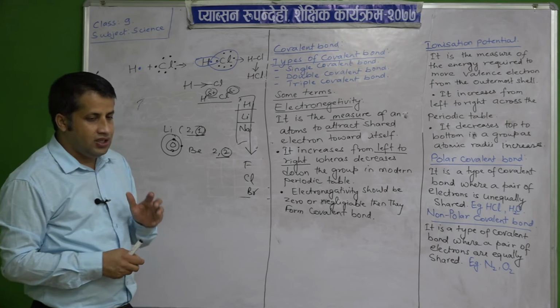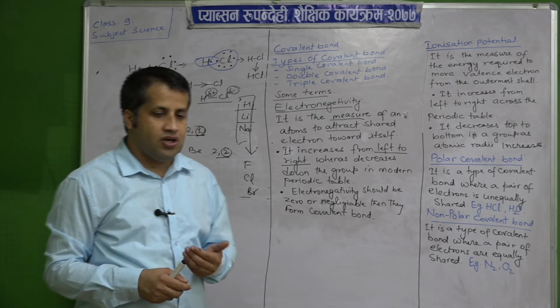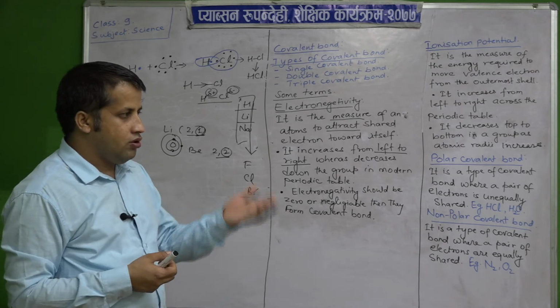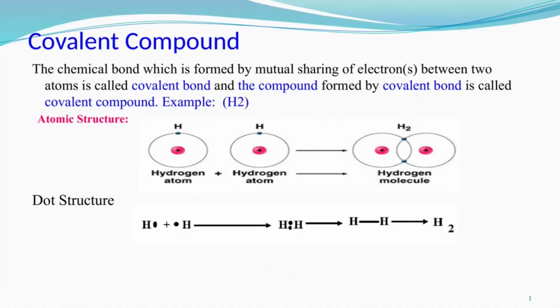So, let us see the slide and try to understand the things which I have explained. Again, I am repeating it through the slide. First of all, we have studied the covalent compound. So what is a covalent compound? I have given the definition there, so you can read and write. The chemical bond which is formed by mutual sharing of electrons between two atoms is called a covalent bond, and the compound formed by a covalent bond is called a covalent compound.